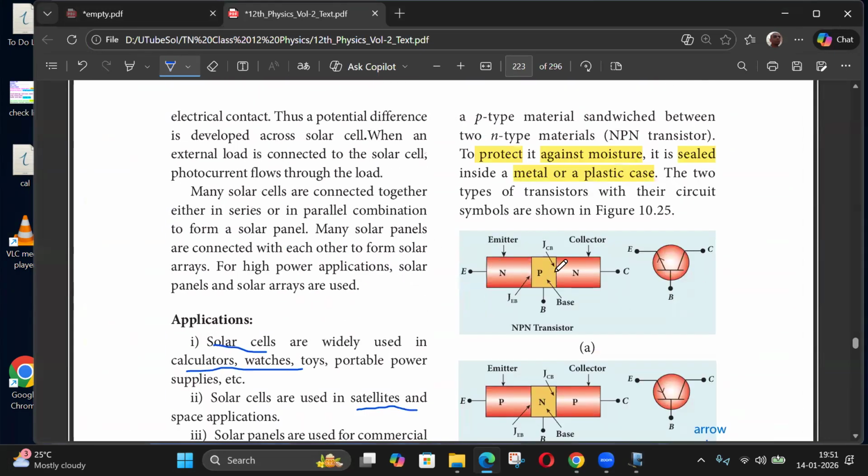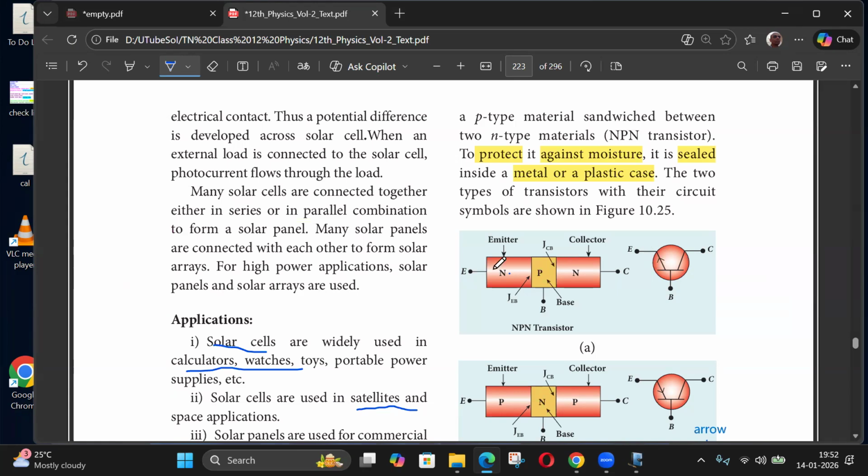So this is an NPN transistor. NPN means the majority carriers are electrons in the same region, so electrons will flow like this, depending on the biasing. And the arrow mark is put on the emitter.